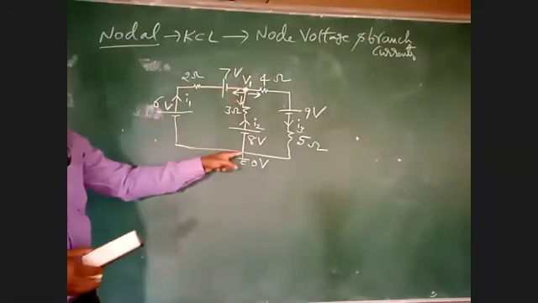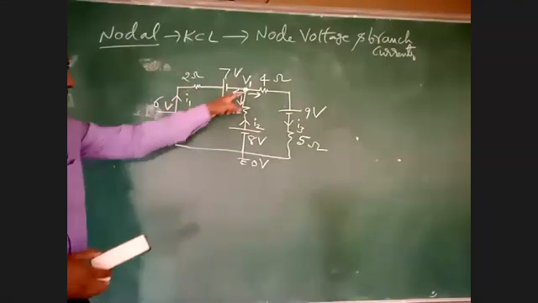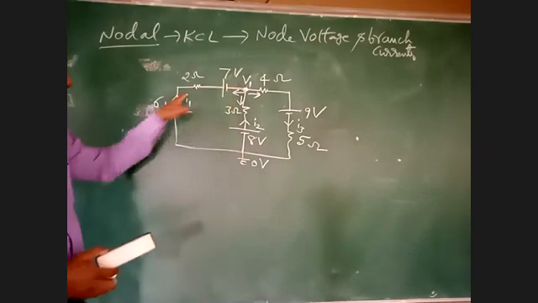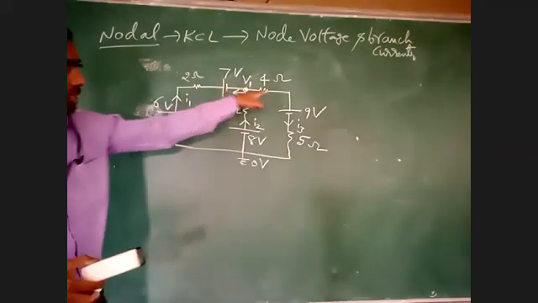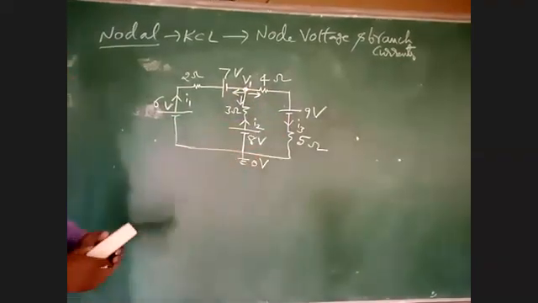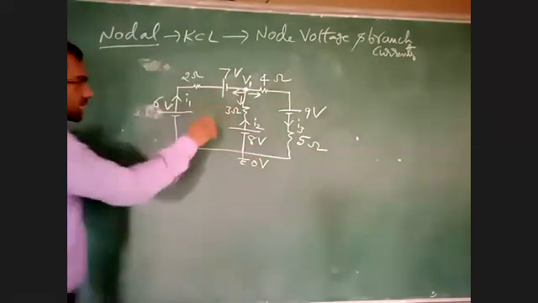This is one branch. Branch means in between two nodes. This is one node, this is another node. In between two nodes, you will get one branch. Here also, in between two nodes, you will get one more branch. Here also one node, one branch. Now first I am writing this current.